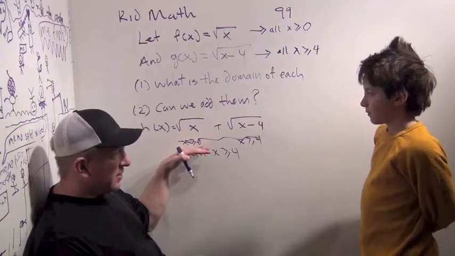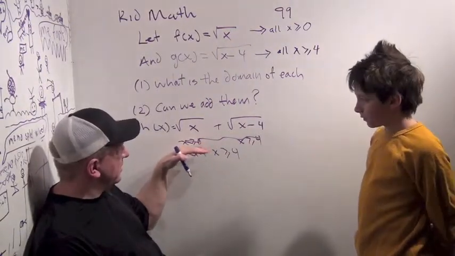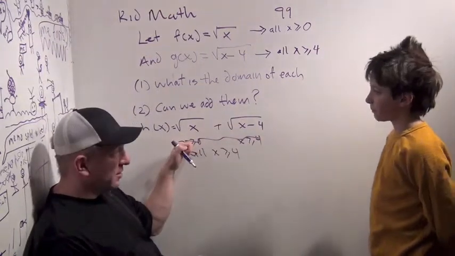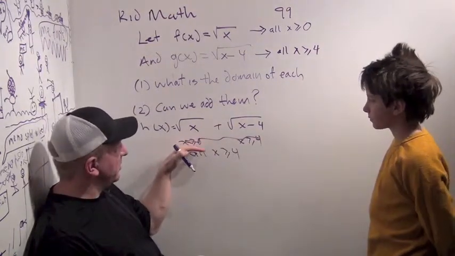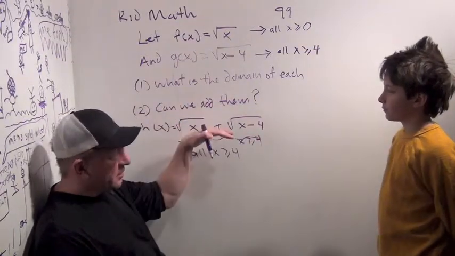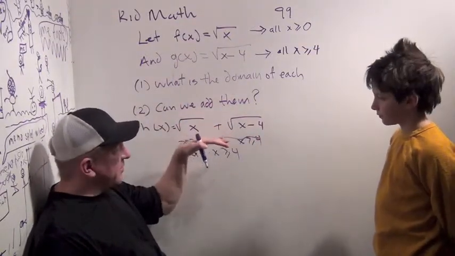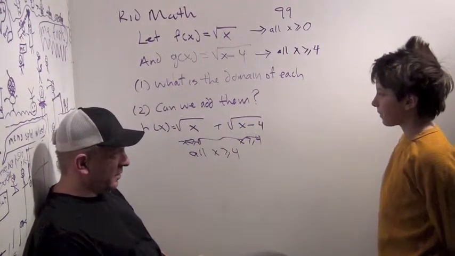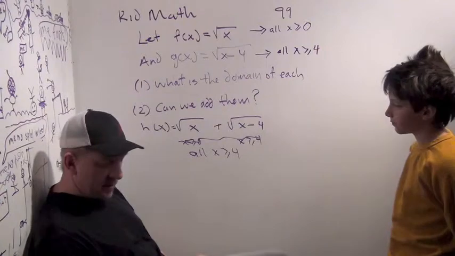So this domain is the domain of the whole thing. It's more restrictive than this domain, because every number in here is in here, but the reverse is not true. There are some numbers that this works for that this doesn't. So when you add together, you have to be very careful about the domains, and that's really important.